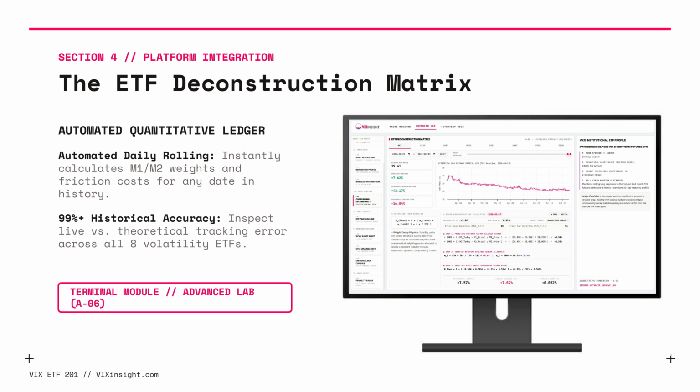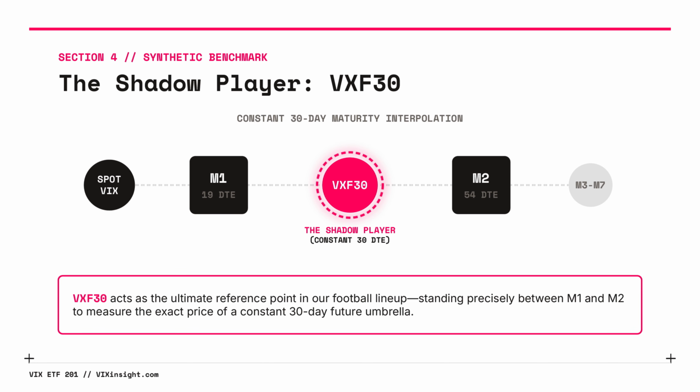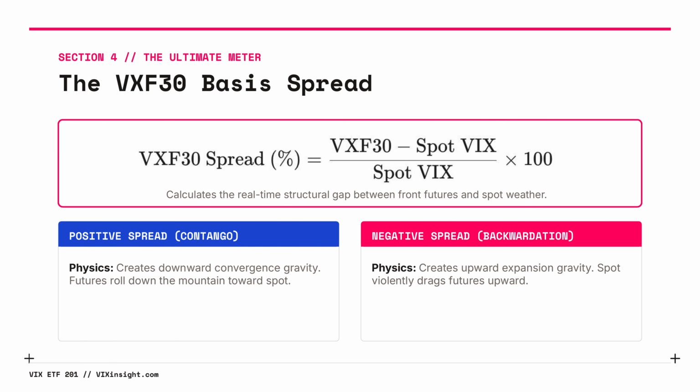Now to evaluate this dynamic 1 SVX base compound in real time, my system uses a key benchmark metric called VXF30. Think of VXF30 as a shadow player standing right there in our football team's lineup, interpolated precisely between M1 and M2 at a constant 30-day maturity mark using those exact same rolling weights. And why do we need this shadow player? We use VXF30 to evaluate the gap between the spot VIX and the futures market. And the difference between the spot VIX and this shadow player gives us our master metric, the VXF30 Basis Spread.